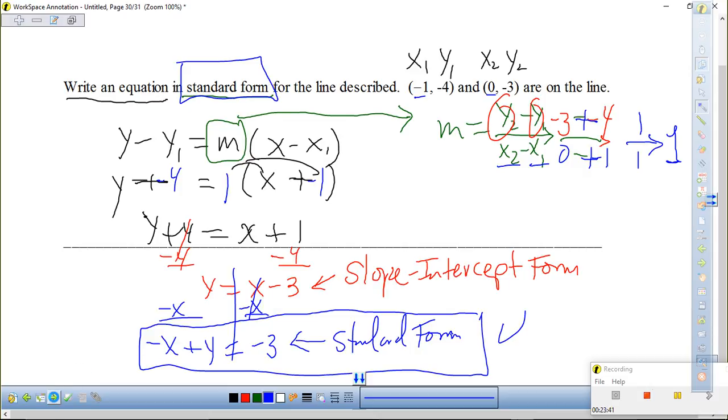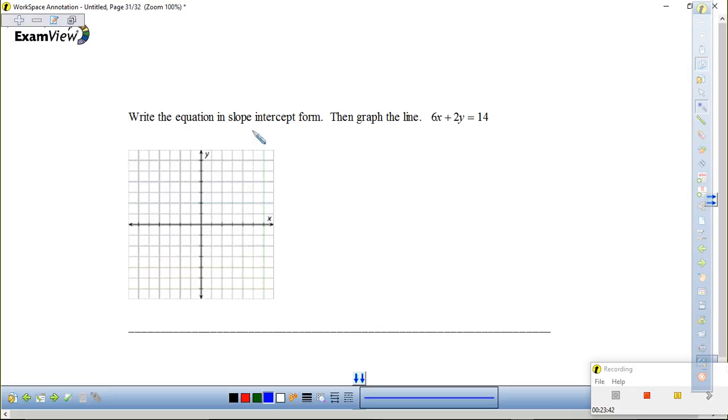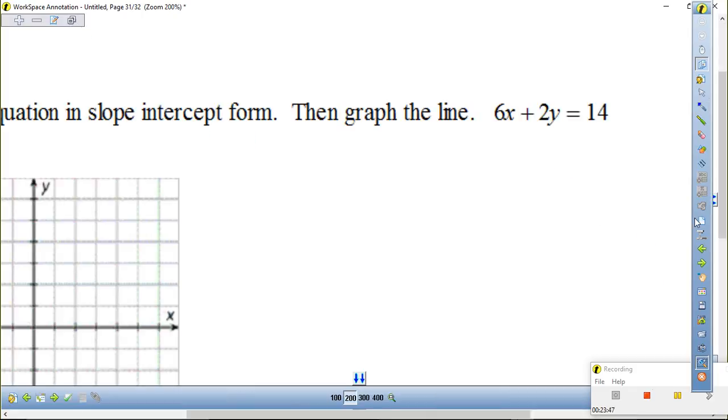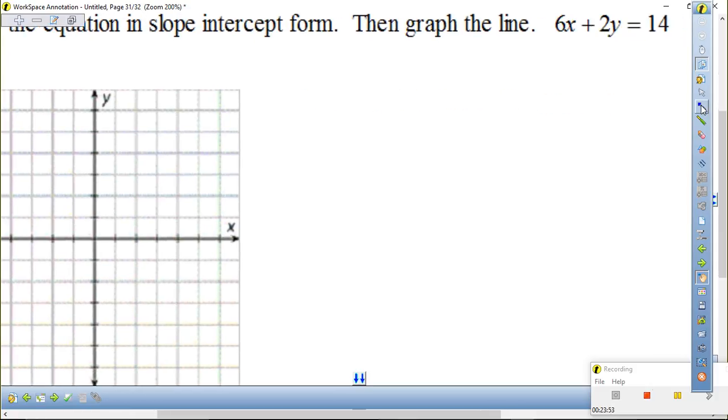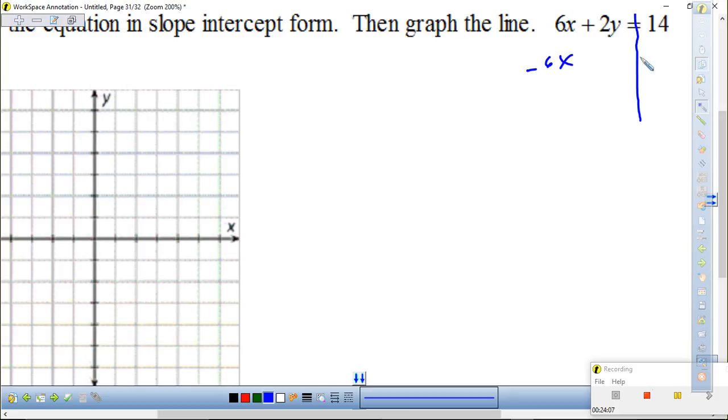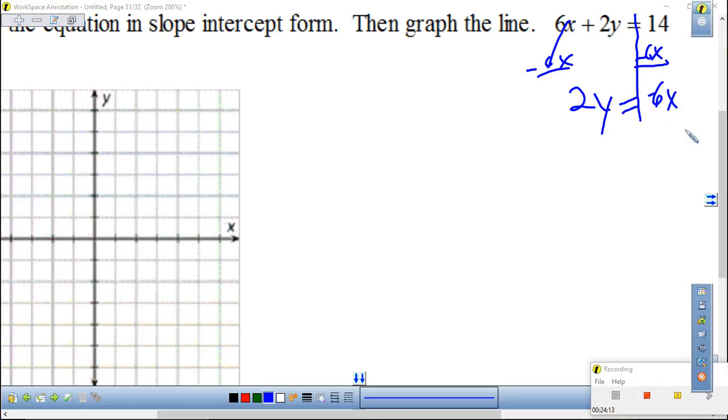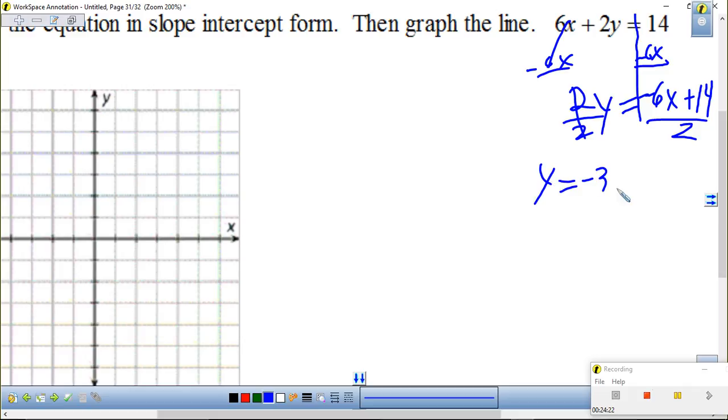Number 21. It says write the equation in slope-intercept form. Let me zoom in. And then graph the line. So, help me with this one, please. Go ahead, Elizabeth. What do I do from there? Subtract 6x from each side. We're left with 2y equals negative 6x plus 14. And then? Divide by 2. Y equals negative 3x plus 7.